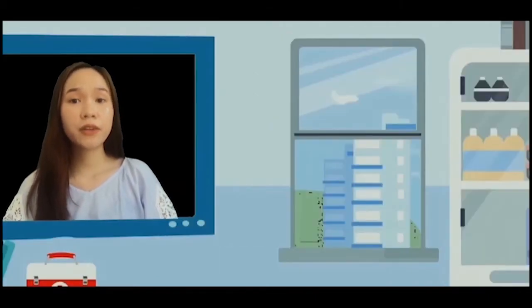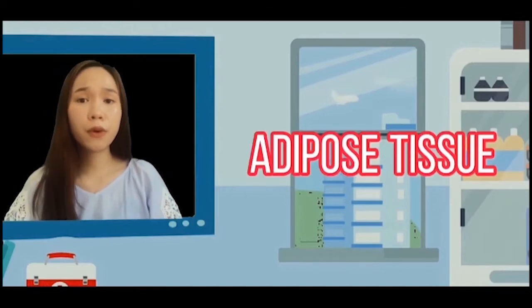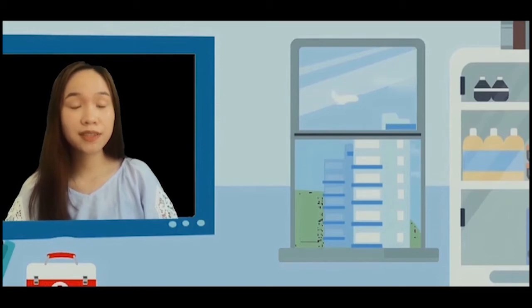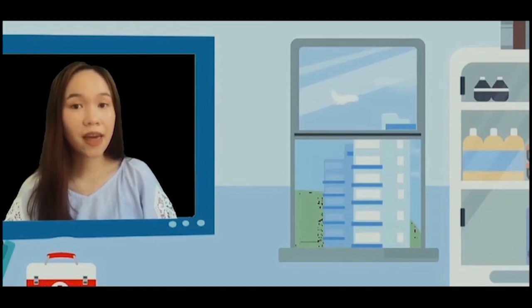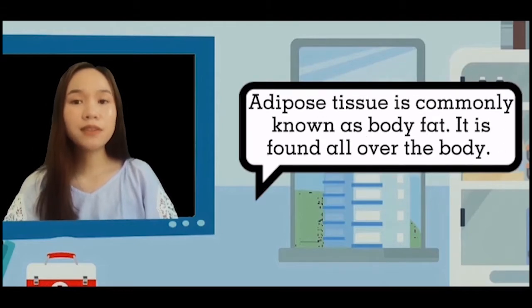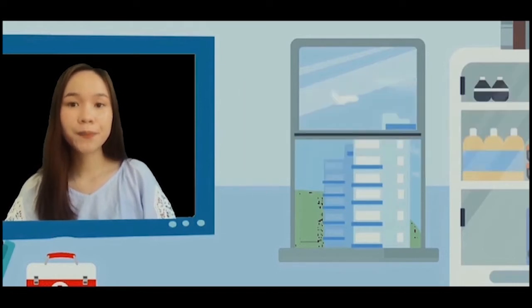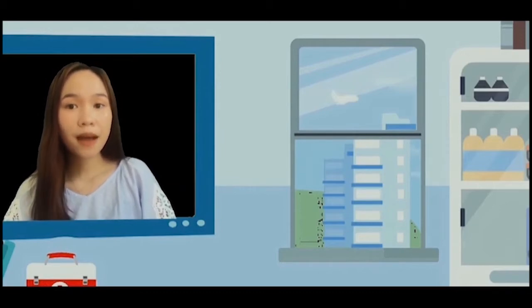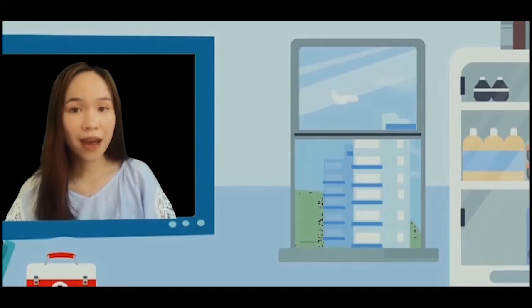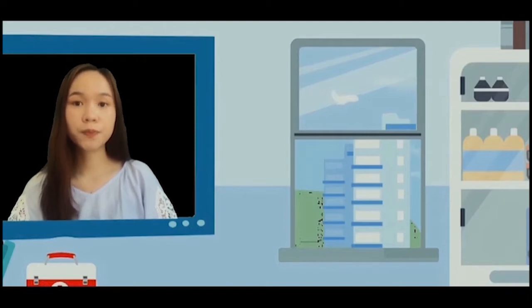The fat that you carry on your body has a scientific name. It is called adipose tissue. And even though many dieters would like to reduce the amount of adipose tissue that they carry, adipose tissue is important for a healthy body. Now, what is adipose tissue? Adipose tissue is commonly known as body fat. It is found all over the body. It can be found under the skin, which we call the subcutaneous fat, packed around internal organs, the visceral fat, between muscles, within the bone marrow, and in breast tissue.